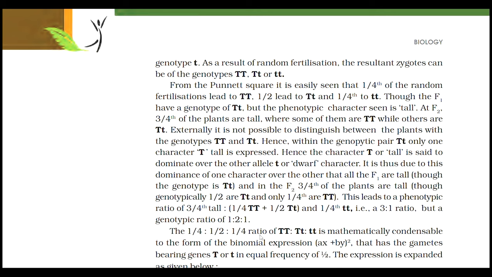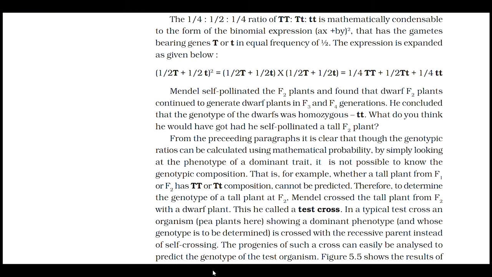The 1/4 : 1/2 : 1/4 ratio of capital T capital T to capital T small t to small t small t is mathematically condensable to the form of a binomial expression, (ax + by) whole squared, that has the gametes bearing genes capital T or small t in equal frequencies of half. The expression is expanded as given below. (1/2 capital T + 1/2 small t) whole squared equals (1/2 capital T + 1/2 small t) into (1/2 capital T + 1/2 small t), which equals 1/4 capital T capital T plus 1/2 capital T small t plus 1/4 small t small t.